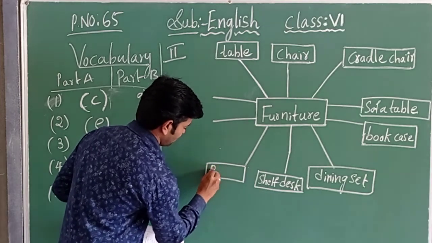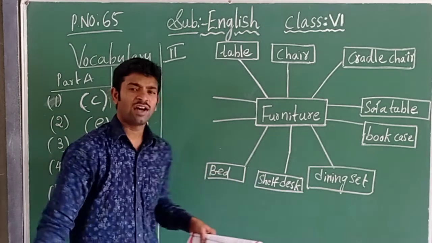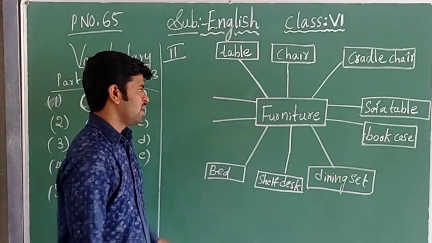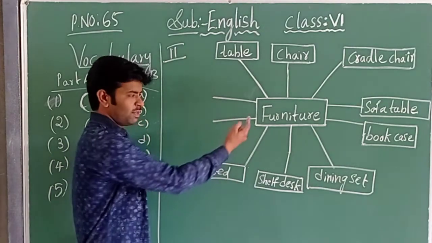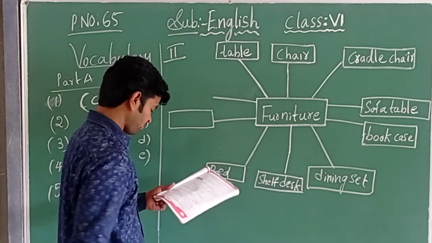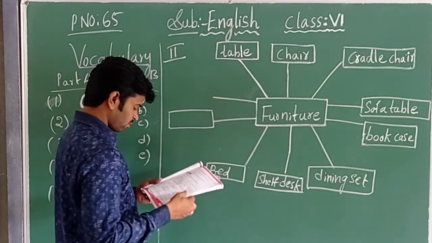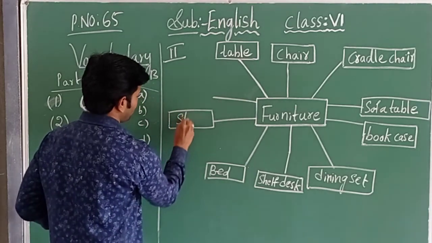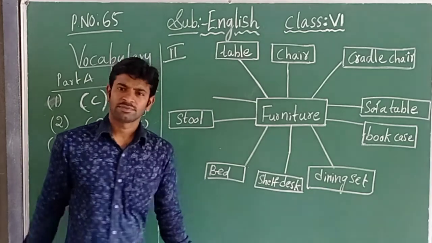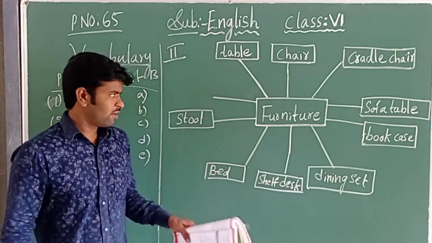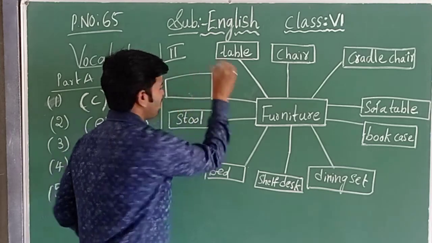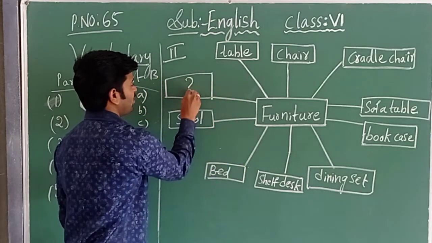Next one goes to the bed, children. Bed. B-E-D. Where you are sleeping. Okay, during the night you sleep on the bed. It is also made up of wood. That means it also comes under furniture. Next one. Stool, children. S-T-O-O-L. Stool. Yes? Again, one option is given to you. Okay. Think and write what will come in the table.